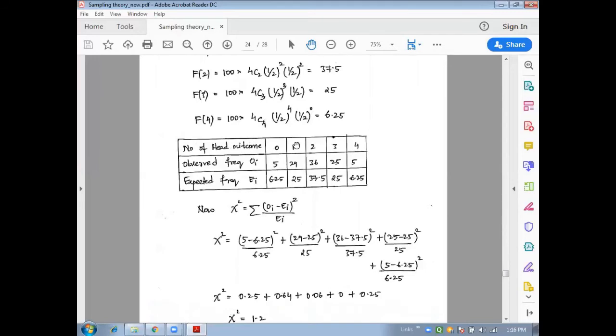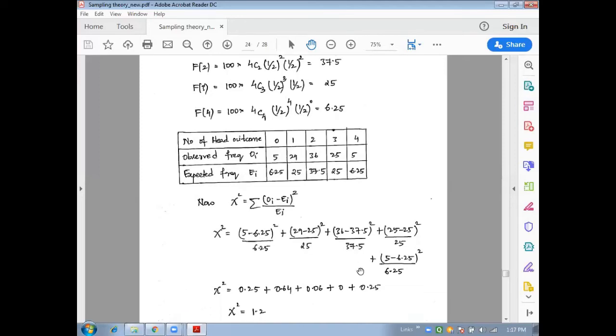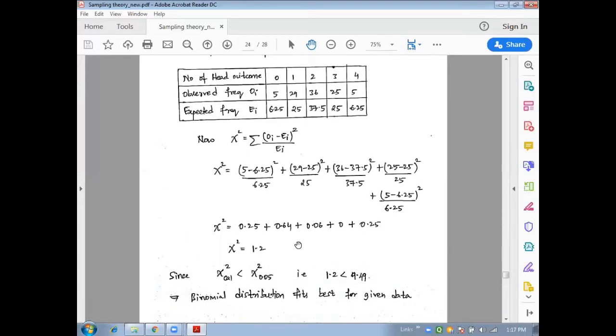The number of outcomes we have is 0, 1, 2, 3, 4. The observed frequency is given in the question. The expected frequency we have just calculated. We substitute those values. Next, we can directly substitute into the formula: chi-square is equal to summation of (Oi minus Ei) whole square by Ei. So what is Oi here? We have 5 minus 6.25 whole square divided by 6.25. The second value is the same thing: 29 minus 25 whole square by 25. Like that we have to do for each value. After simplifying, we get the chi-square answer as 1.2.